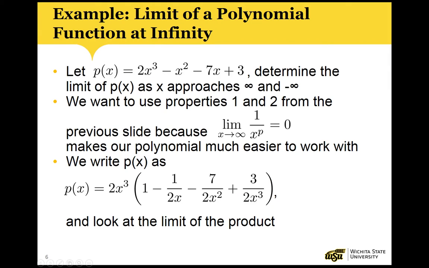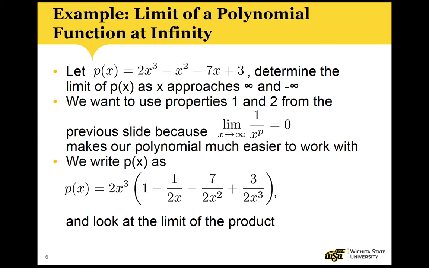Let's look at an example. Let's take the polynomial function p of x equals 2 times x cubed minus x squared minus 7x plus 3 and determine the limit of p of x as x approaches positive infinity and as x approaches negative infinity. We want to use properties 1 and 2 from the previous slide because the limit as x approaches infinity of 1 over x to the p is equal to 0, which will make our polynomial much easier to work with.